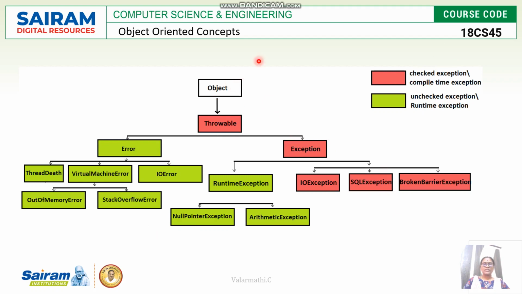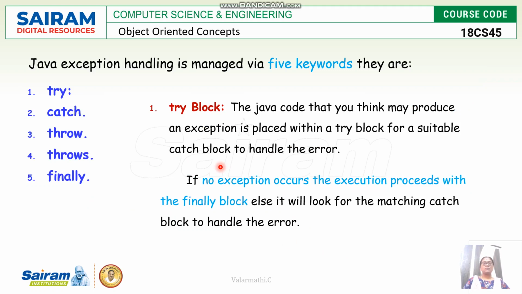Here the throwable class is always derived from the object class. So it goes from object to throwable. Throwable is divided into error and exceptions. Coming to errors, it has thread death, virtual machine error, IO errors, out of memory error, and stack overflow error. These are some of the unchecked exceptions. Then move on to Java exception handling.